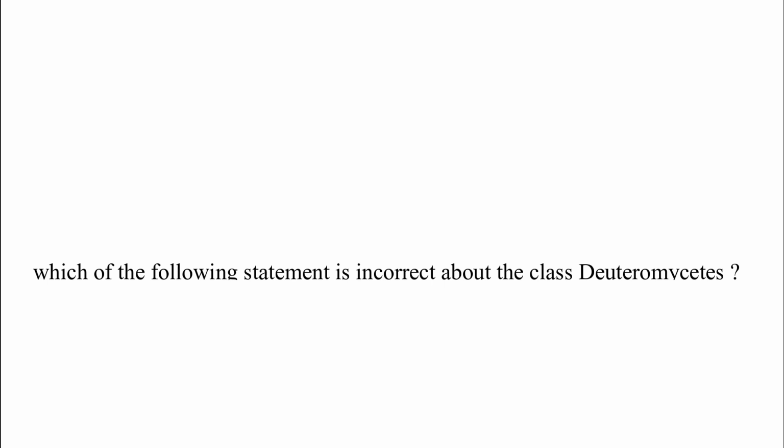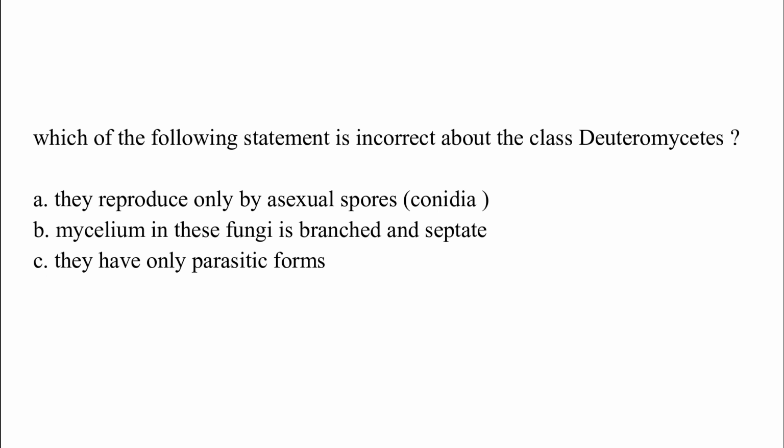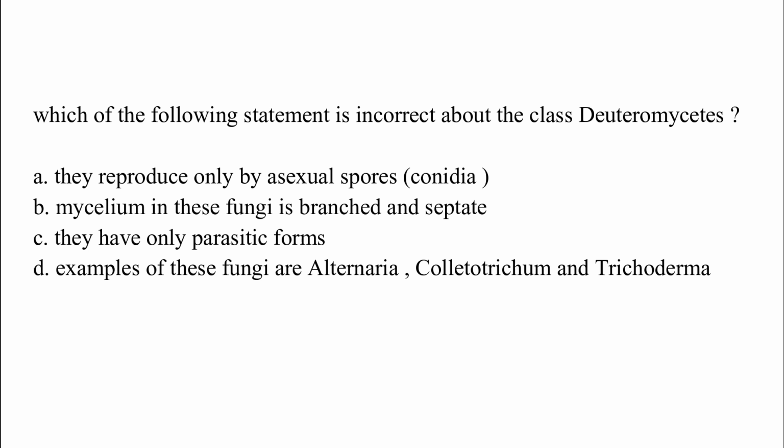Which of the following statements is incorrect about the class deuteromycetes? Option A, they reproduce only by asexual spores, conidia. Option B, mycelium in these fungi is branched and septate. Option C, they have only parasitic form. Option D, examples of these fungi are Alternaria, Colletotrichum and Trichoderma. The correct answer is option C, which is they have only parasitic form.